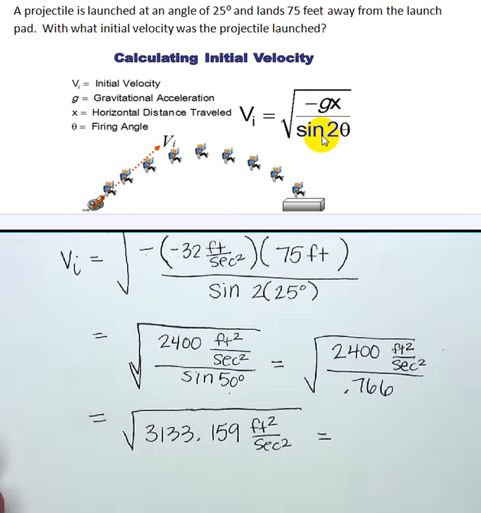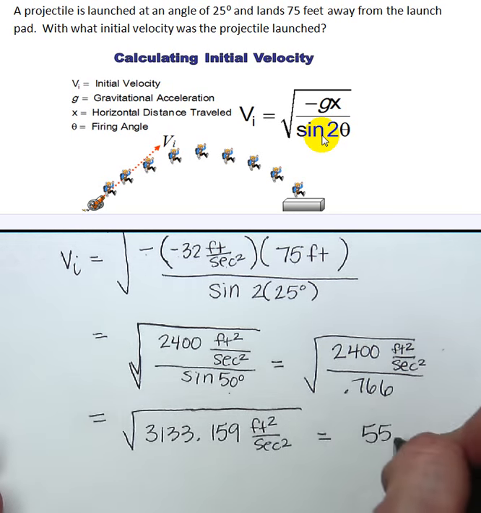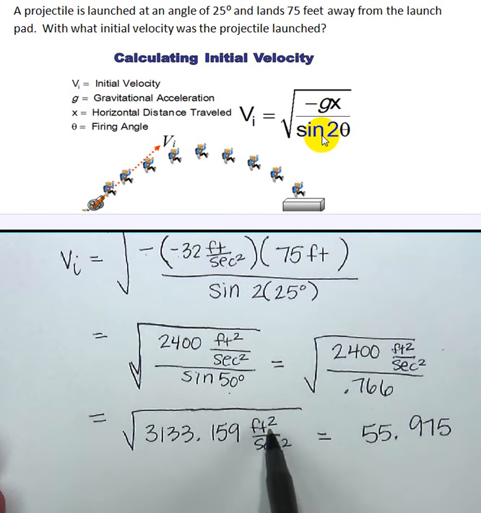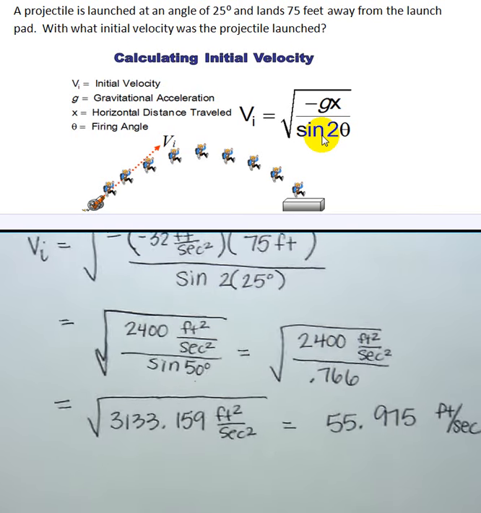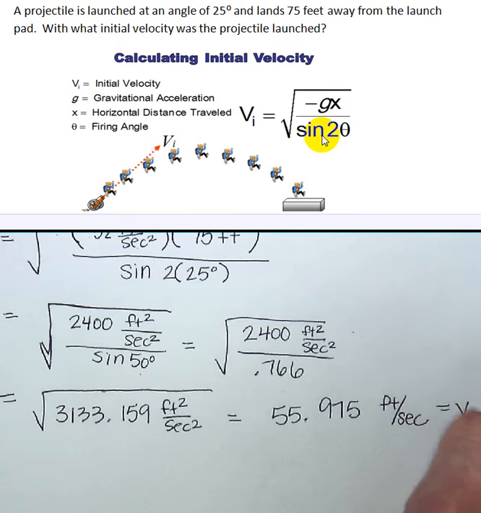And now I need to take the square root of that number, and when I do that, I get 55.975. I also need to take the square root of my feet squared per second squared, and that's how I find my units to be feet per second. So my initial velocity with which we launched my projectile is almost 56 feet per second.